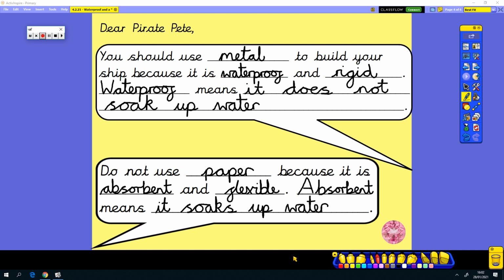Well done for having a go. I've written it in to help us. Absorbent means it soaks up water, with my full stop at the end. Well done for having a go. Maybe you want to pause the video again to practice saying those sentences.